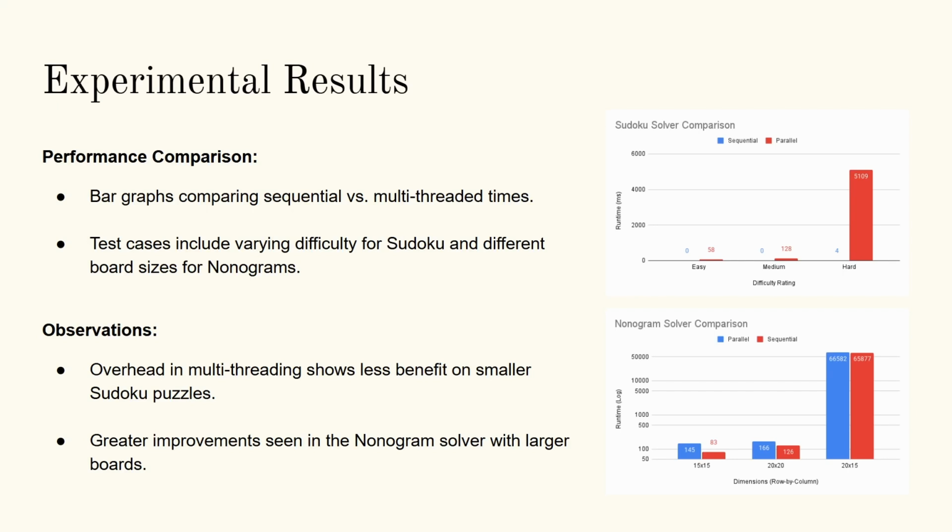To test our program, we ran test cases using both a sequential function and a parallel function. Provided in these test cases are inputs which include varying difficulty for Sudoku and varying board sizes for nonogram. Once we ran these test cases, we took the runtime, compared the data, and compiled them into the bar graphs on the right. Taking a look at these results shows that when it comes to solving the Sudoku problems, it was faster to solve using the sequential function rather than the parallel threaded function. When it comes to the nonogram solver, there was a slight improvement in runtime to solve these puzzles with a parallel threaded function rather than the sequential function.